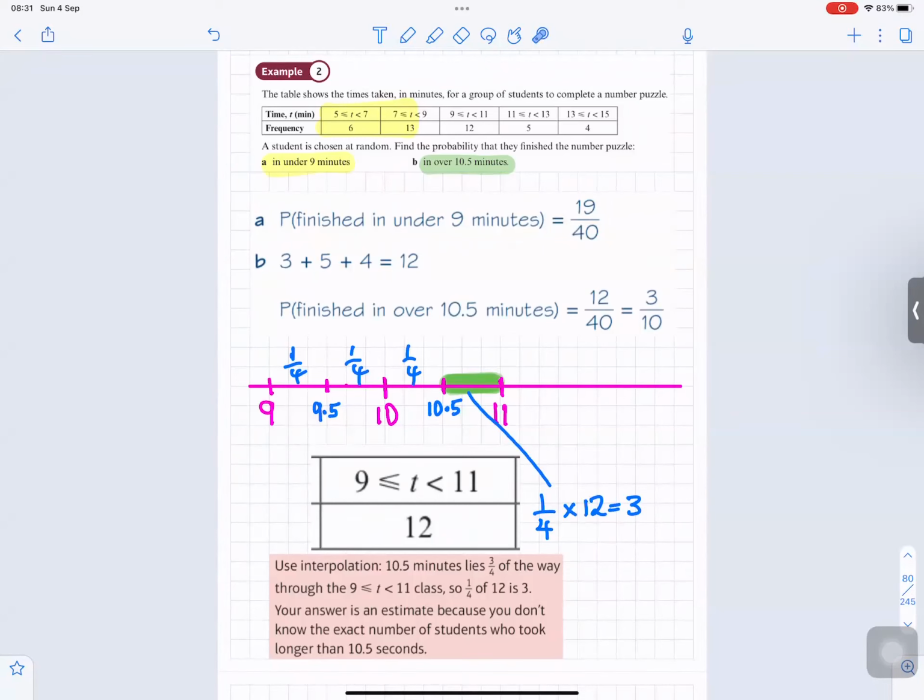So we will start with the 3 from that part there, plus 5 plus 4. Because of interpolation, 3 plus 5 plus 4 gives you 12. So the probability of finishing in over 10.5 minutes is 12 over 40. And when you simplify that, it gives you 3 over 10.